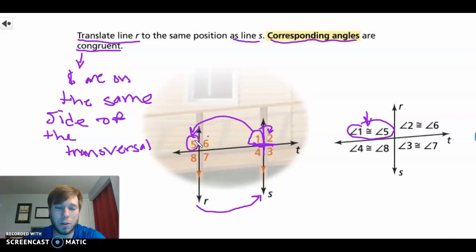There are other corresponding angles in here as well, such as angle 6 and angle 2. We can see angle 2 is congruent with angle 6. Angle 4 would be congruent with angle 8, and angle 7 and angle 3 would also be congruent. Once again, notice that corresponding angles are always congruent to each other and are on the same side of the transversal. So 7 and 3, 4 and 8, 2 and 6, 1 and 5, same side of that transversal.